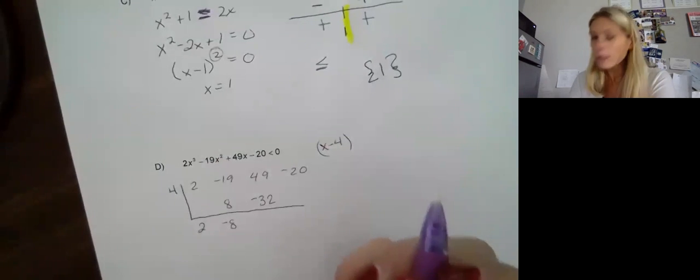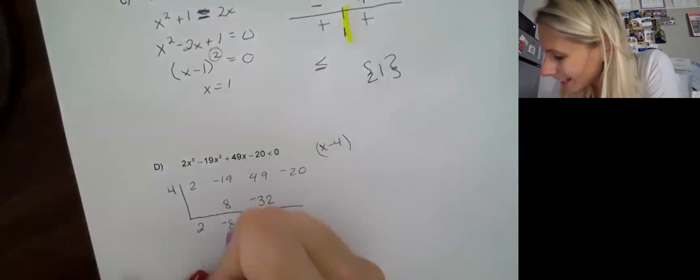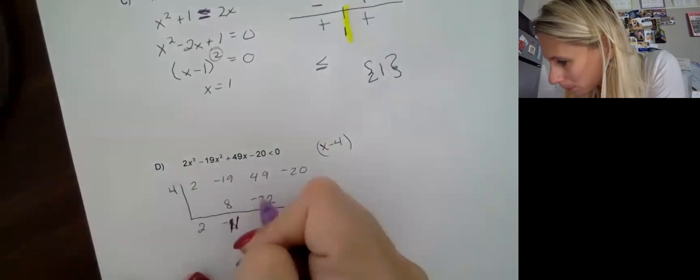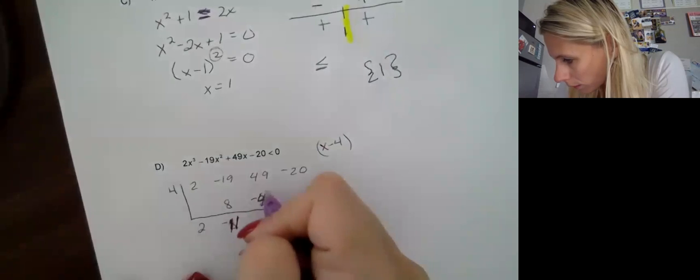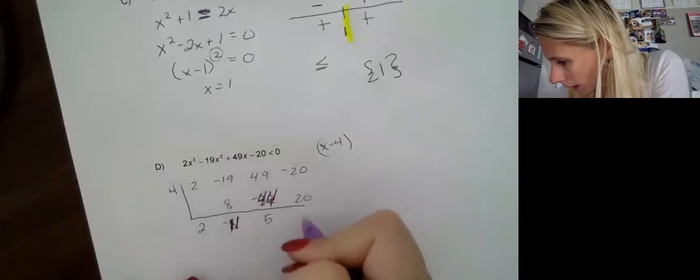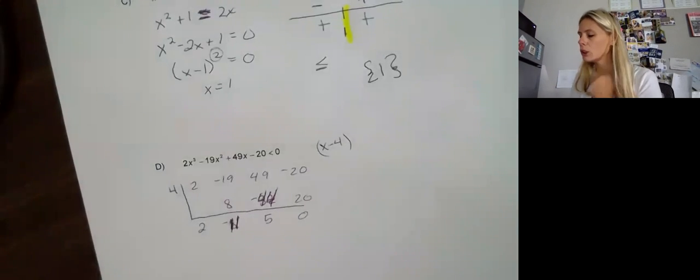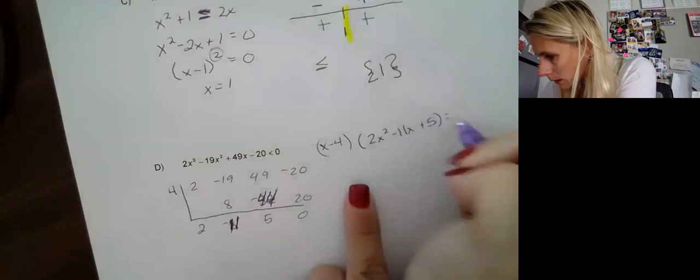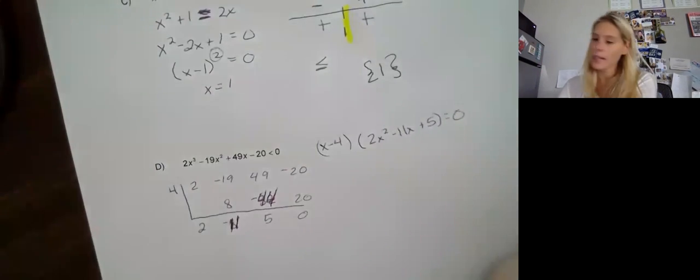Okay, what did I do wrong? Oh, -19 and 8 is not -8, it is -11. There we go, looks so much better. 44. So that gives me 5, that gives me 20, and that gives me 0. Okay, so right away I have this x minus 4 times 2x squared minus 11x plus 5 equals 0. I need to factor that again.